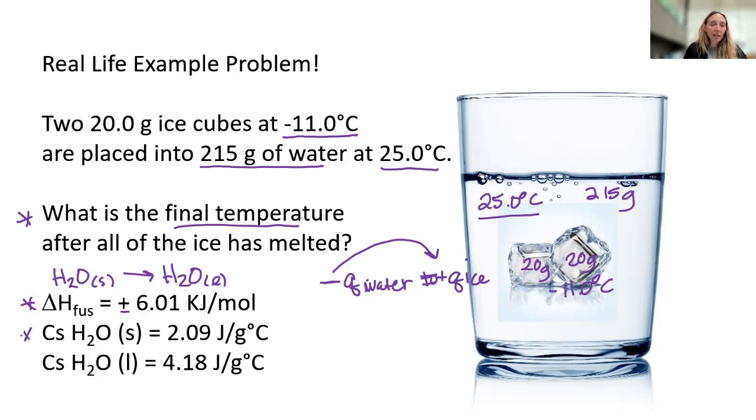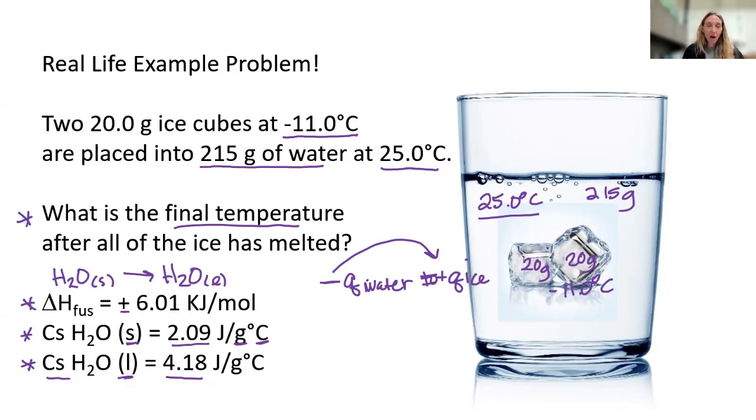And then the last thing we have is specific heat values. So the specific heat value of water as a solid is 2.09 joules per gram degree Celsius, right? So that's how much heat the solid water can absorb per gram to increase 1 degree Celsius. And then also we have the specific heat of the liquid water. That's 4.18 joules per gram degree Celsius. Okay, so that's all the information that we're given in our problem.